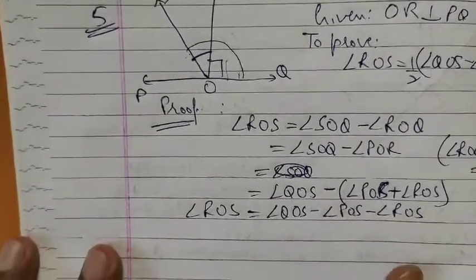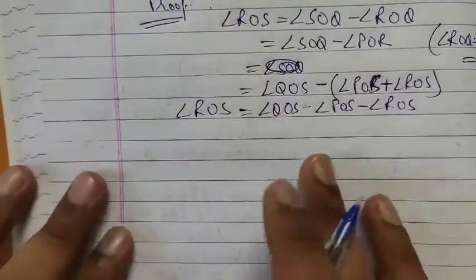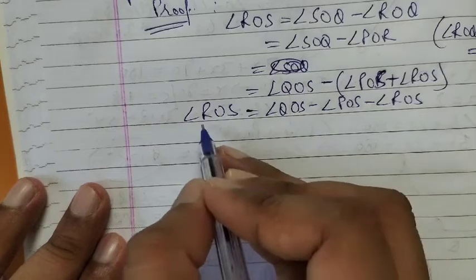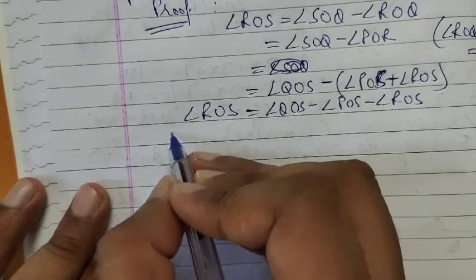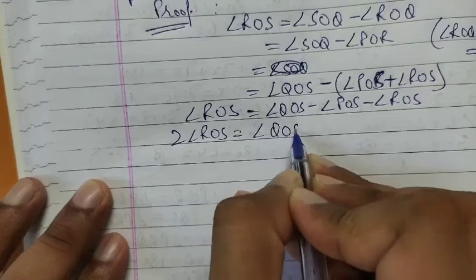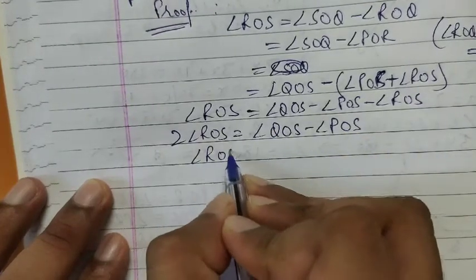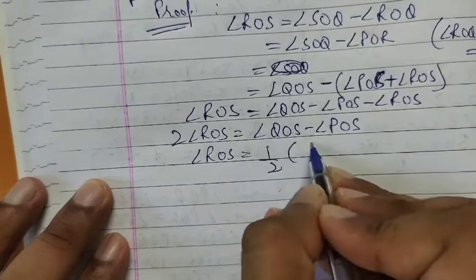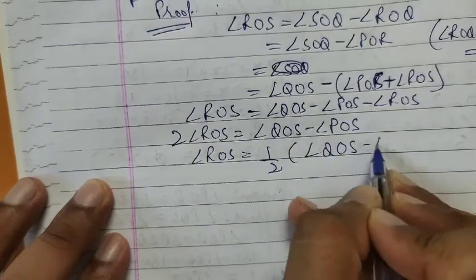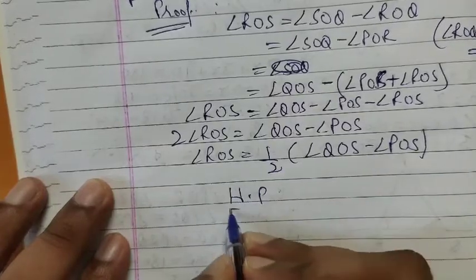Now taking this ROS on the right hand side, ROS will come here. So ROS plus ROS will be 2 angle ROS is equal to angle QOS minus angle POS, right? So angle ROS will be equal to half of angle QOS minus angle POS. So this is what we have to prove, hence proved.